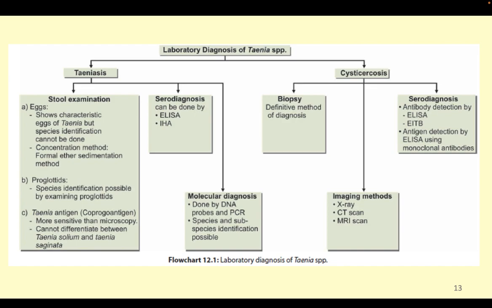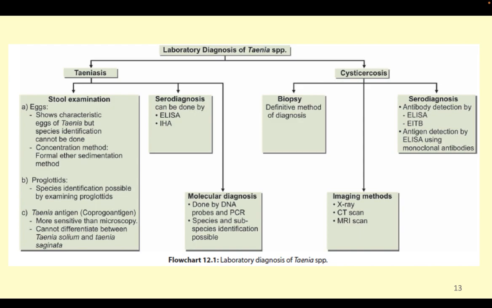For laboratory diagnosis, we can do stool examination in case of intestinal infection, where we will be able to see eggs or segments of parasite proglottids, and also antigen testing can be done. Then second is serodiagnosis. We can do ELISA to detect antibodies in the human blood. For molecular diagnosis, the collected specimen can be tested by polymerase chain reaction.